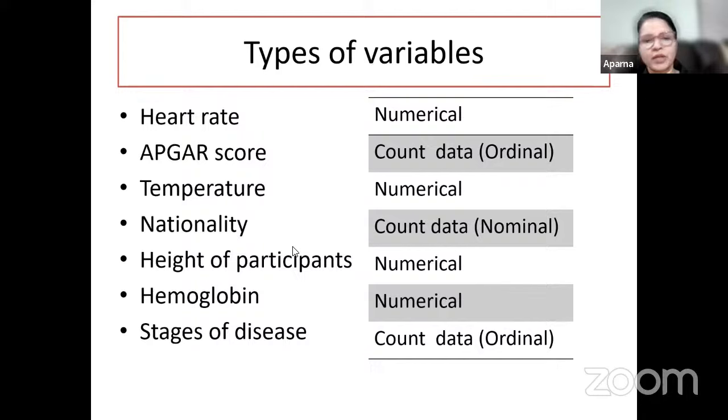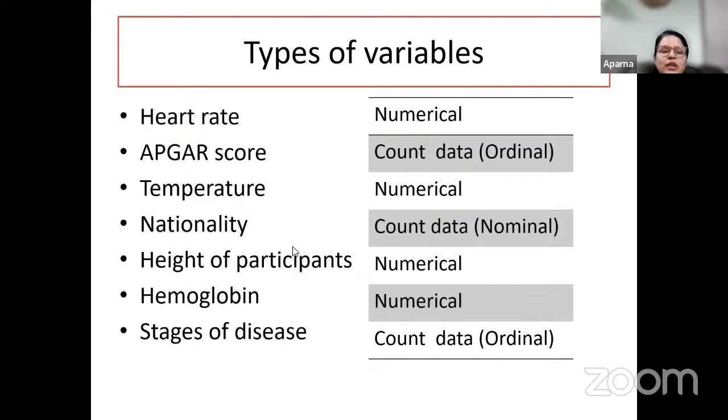Now, temperature is a numerical variable. Again, if you're representing temperature in the Celsius scale, it would classify as an interval variable, whereas if you take it in the Kelvin scale, it will classify as a ratio scale. Nationality, again, is going to be a simple name. This is nominal data, so this is going to be compared using non-parametric tests. Height of participants is clearly numerical data. So this is one parameter where you can have decimal points. Hemoglobin is again numerical. Stages of disease, similar to Apgar score, is going to be ordinal data.